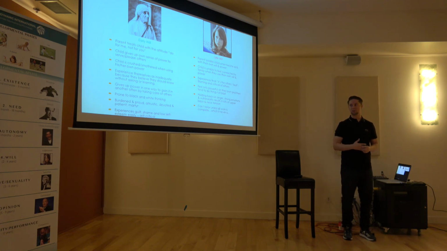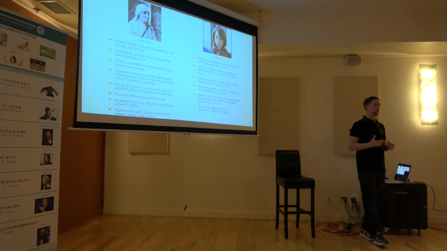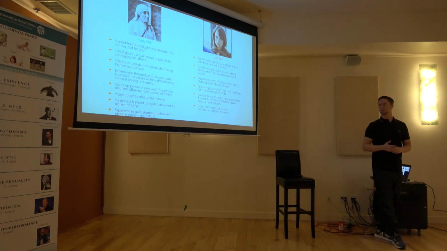They tend to be prone to black and white thinking. And again, this goes back to, can you experience 2 emotions simultaneously or not? There's a burdened, a proud, an altruistic, devoted, patient, martyr kind of sense within this developmental stage. And then they also experience guilt, shame, and low self-esteem. And they tend to be very self-critical.